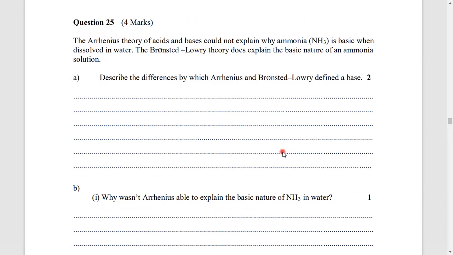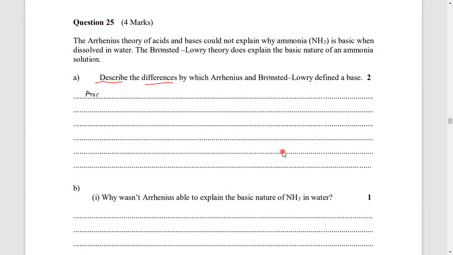So here, it says the Arrhenius theory of acids and bases could not explain why ammonia is basic when dissolved in water. The Bronsted-Lowry theory does explain the basic nature of an ammonia solution. We want to describe the differences by which Arrhenius and Bronsted-Lowry define a base. So we'll talk about what Arrhenius did, right? If you want to describe the differences, you at least need to know what Arrhenius did and what Bronsted-Lowry did, and we'll then focus on the difference, right?